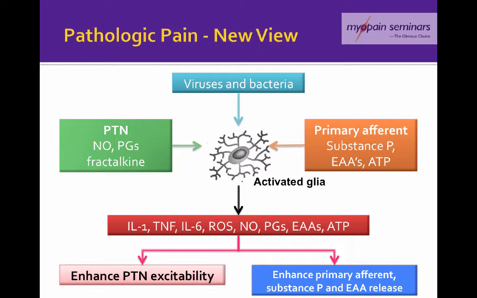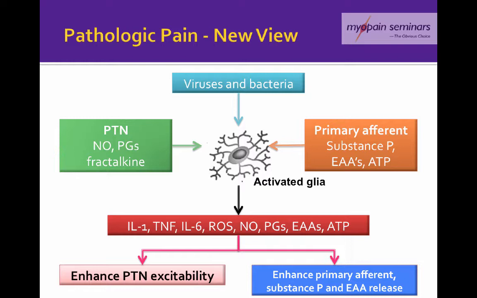First, by bacteria and viruses that can bind specific activation receptors expressed by microglia and astrocytes. Secondly, substance P, excitatory amino acids, and ATP released by either A or C fiber presynaptic terminals, or by brain to spinal cord enhancement pathways, which are not shown here, can be a factor. And thirdly, nitric oxide, prostaglandins, and fractalkine released from these pain terminal neurons.